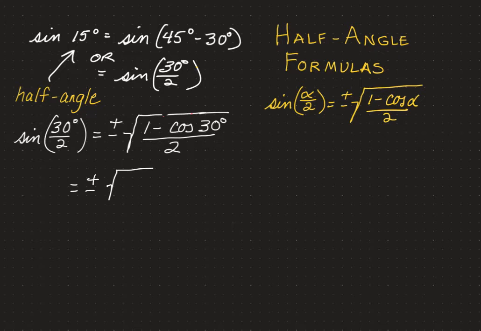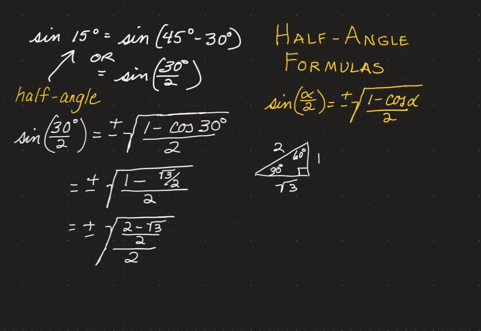We have plus or minus the square root of 1 minus what is the cosine of 30 degrees? Let's see. I have a 30, 60, 90 triangle, so my sides are 1, 2, square root of 3. The cosine of 30 would be the adjacent over the hypotenuse, so square root of 3 over 2, divided by 2. Now be very careful as we turn this into a complex fraction to remember to extend that radical sign all the way down so that the 2 at the very bottom in the denominator is still under the radical.